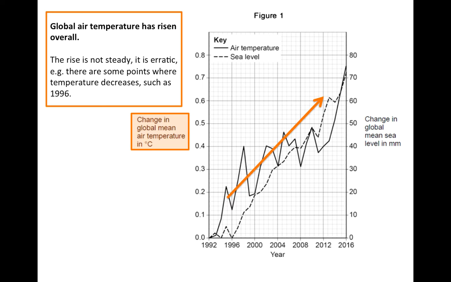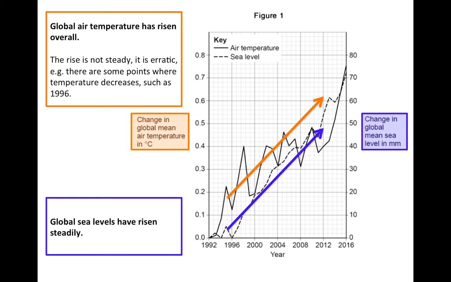We could add a little bit of extra information to say that the rise is not steady, it is erratic. For example, there are some points where temperature decreases, such as 1996 here. Then we can look at our other y-axis, and this shows the change in global mean sea levels. And if we analyse the graph, it's the dotted line, we can see that the mean sea level is increasing. And we could say that the global sea levels have risen steadily.